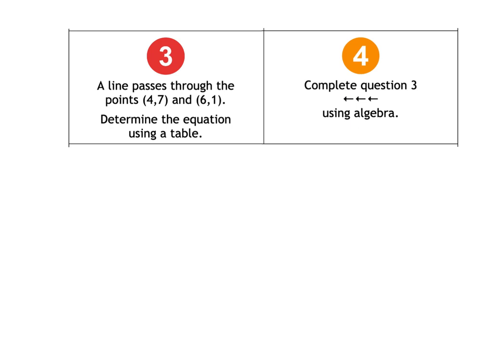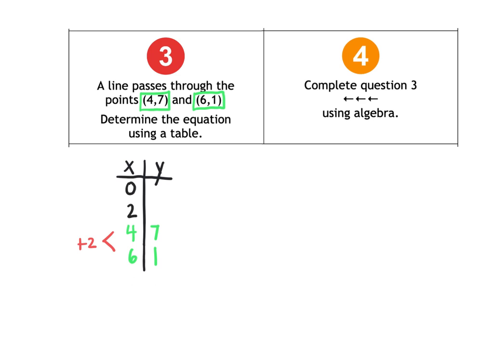Question number 3 asks us to find the equation of the line using a table. So we'll start with our 2 points, 4, 7, and 6, 1 in our table, and we'll then look at what our slope would be. So we can see that the x values are increasing by 2. So we can back this up until we would find 0 in our x column, and then we'll look at our rise, which is -6.